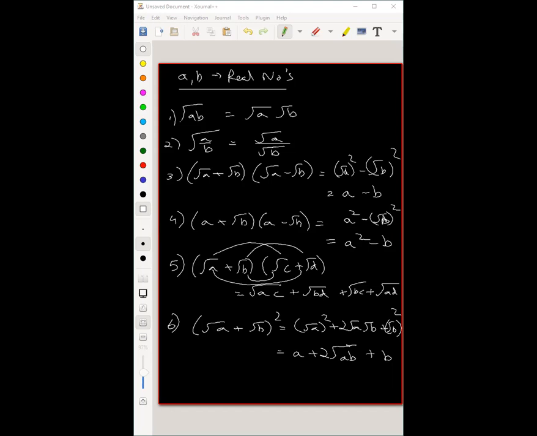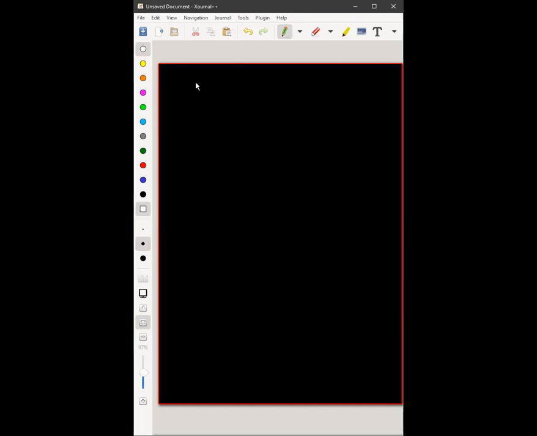So done. So let's do a few sums regarding this. 5 plus root 5 into 5 minus root 5 would be a plus root b and a minus root b, right? 5 square minus root 5 square, which is 25 minus 5, 20.